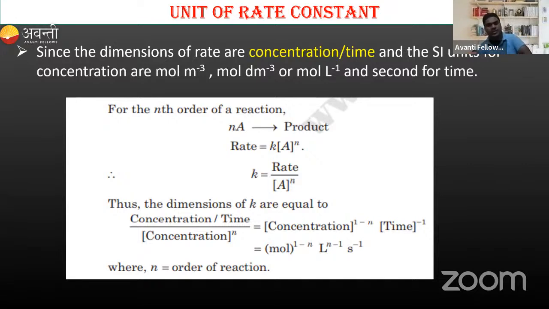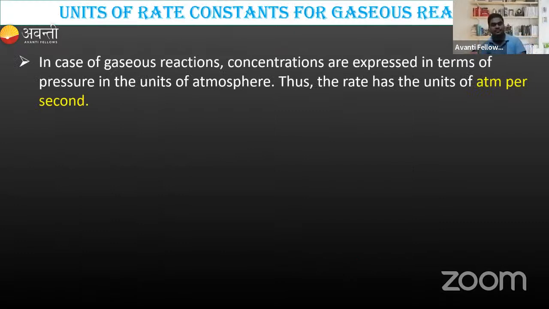So this is written as concentration raised to the power 1 minus n times time inverse. Writing concentration as mole per liter, this is (mole per liter) to the power 1 minus n, times second inverse, where n is the order of the reaction. So this is how we can write the unit like (mole per liter) to the power 1 minus n, and second inverse. This is the formula that we are going to use for finding the unit of rate constant.